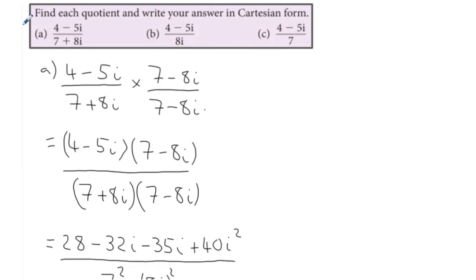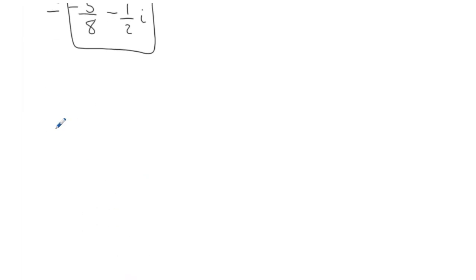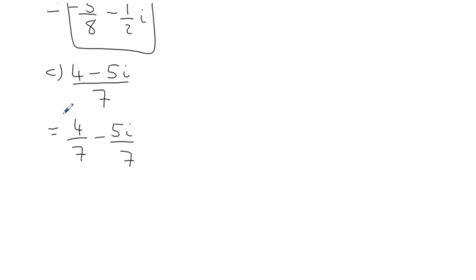For part C, 4 minus 5i over 7. So just think of that 7 as 7 plus 0i. The complex conjugate of 7 plus 0i would be 7 minus 0i, which is still just 7. So all I have to do with this is just split that 7 up. So I can call this 4 over 7 minus 5i over 7. And that's fine. It's simplified. Those fractions cannot be simplified any further. And I've split it into real plus imaginary. And we don't have to do anything with conjugates if there's no imaginary part.